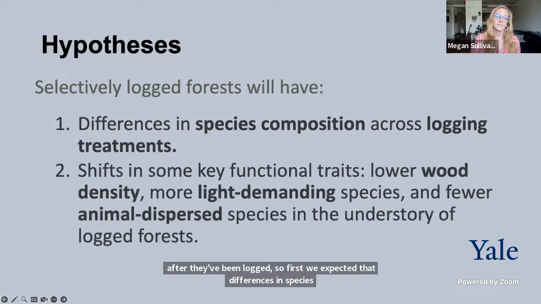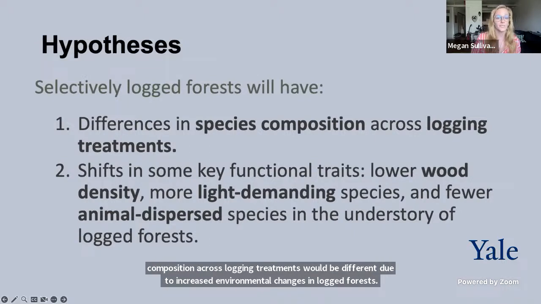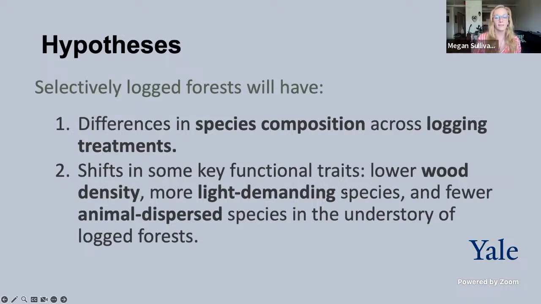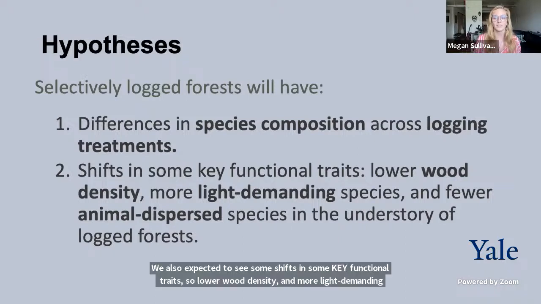We also expected to see some shifts in some key functional traits, so lower wood density and more light demanding species. And we expected this to be due to the higher light levels in the understory of logged forests, where these fast growing light wooded species would have a competitive advantage.